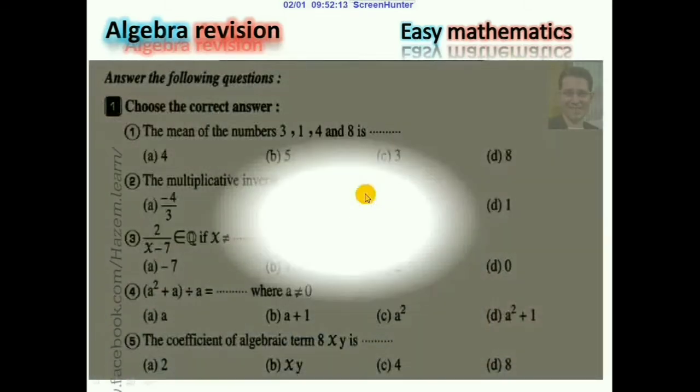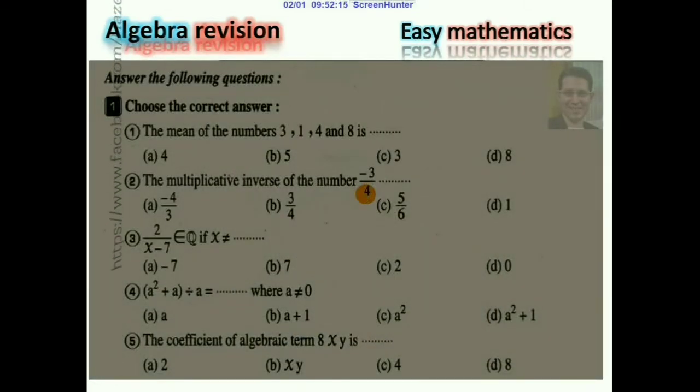Let's see. Answer the following questions. Number 1, choose the correct answer. The mean of the numbers 3, 1, 4, and 8. When he asks me to find the mean, we just add all values over their number. And we have here how many values? 1, 2, 3, 4. So by using your calculator, it will be 3 plus 1 plus 4 plus 8 over their number 4, finally equal 4. So the correct answer here will be letter A.